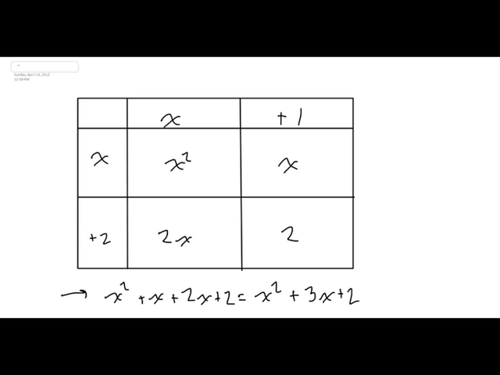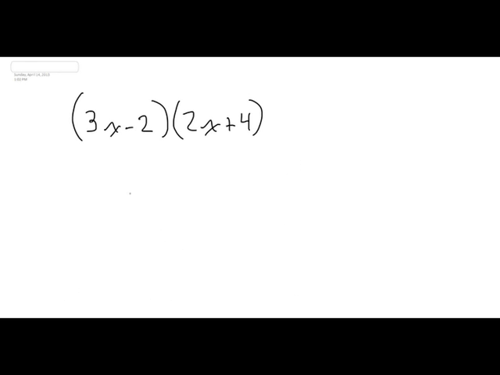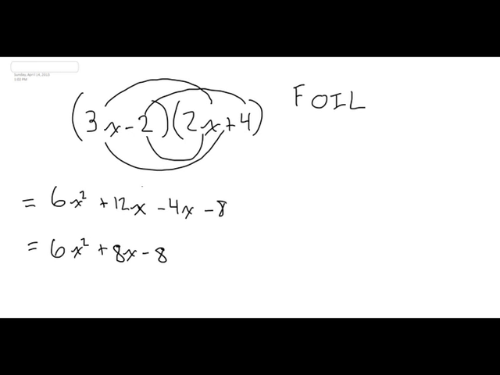So I'm going to give you an example here I want you to try on your own. In this case, we've got 3x minus 2 multiplied onto 2x plus 4. So I want you to pause the video and use whichever method you like. So what we find is using the FOIL method, with our first terms being multiplied, we'll get 6x squared. Our outer terms being multiplied, 12x. Our inner terms being multiplied, we'll get negative 4x. And our last terms being multiplied, we'll get negative 8. And this will leave us with 6x squared plus 8x minus 8.